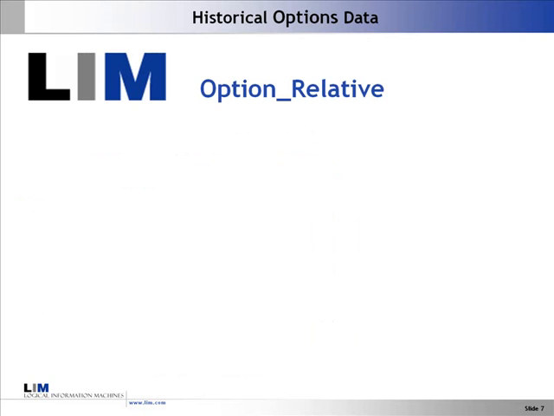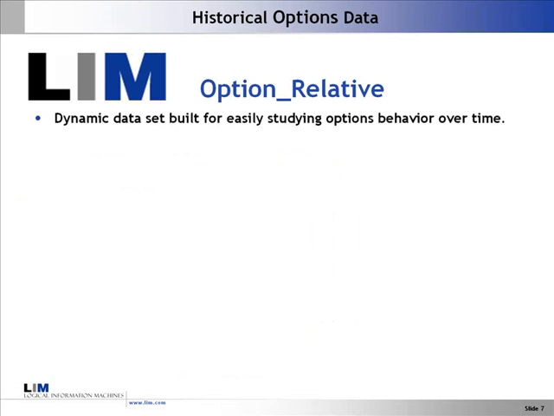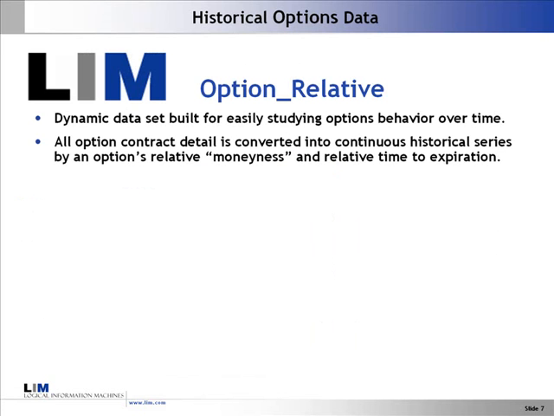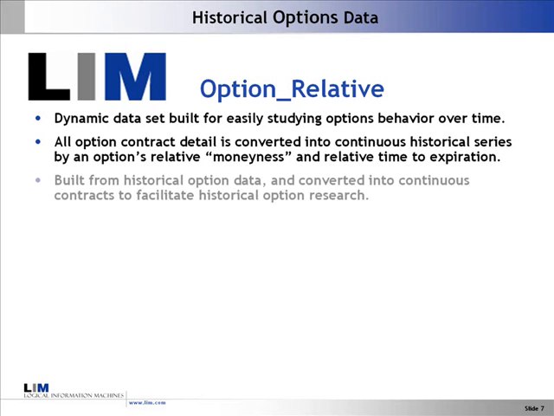The option relative data is a dynamic dataset built for easily studying options behavior over time. All option contract detail is converted into continuous historical series by an options relative moneyness and a relative time to expiration. The dataset is built from historical option data and converted into continuous contracts to facilitate historical option research.